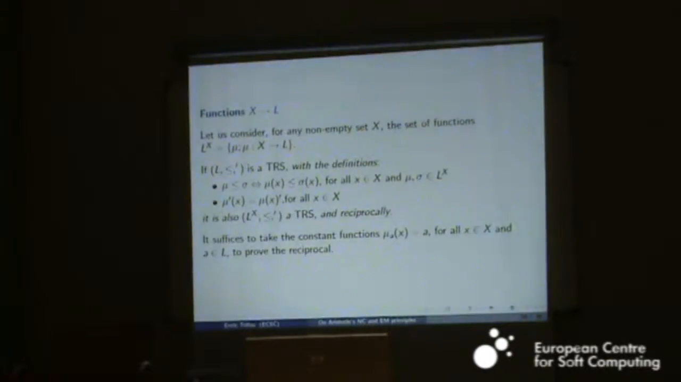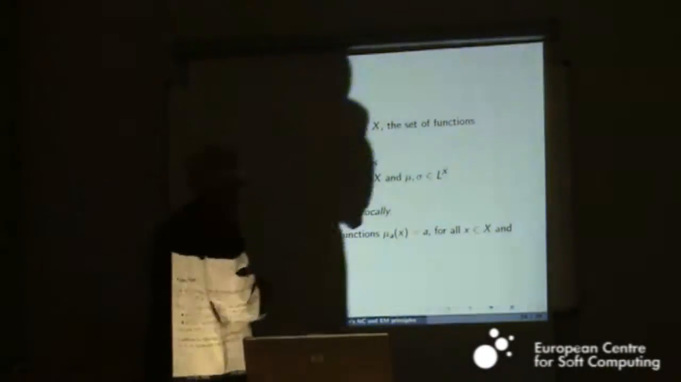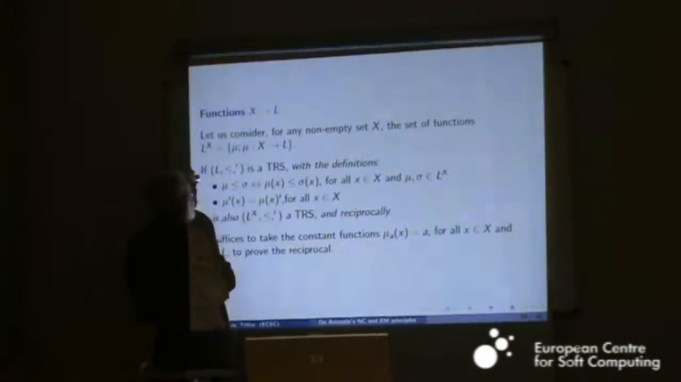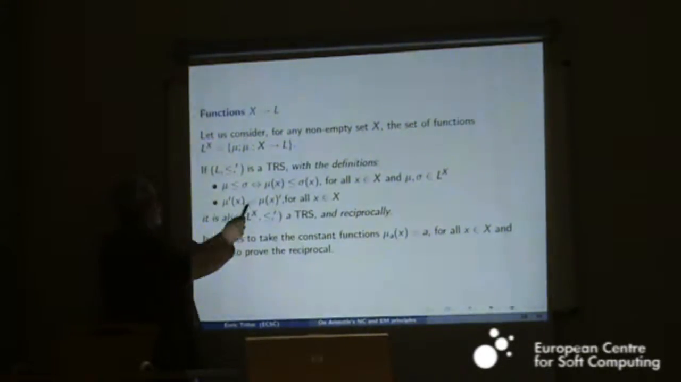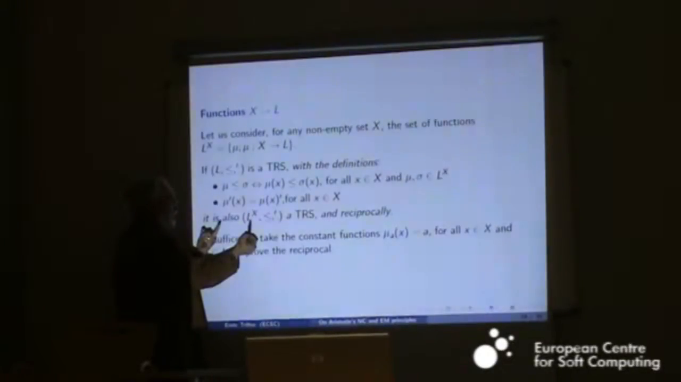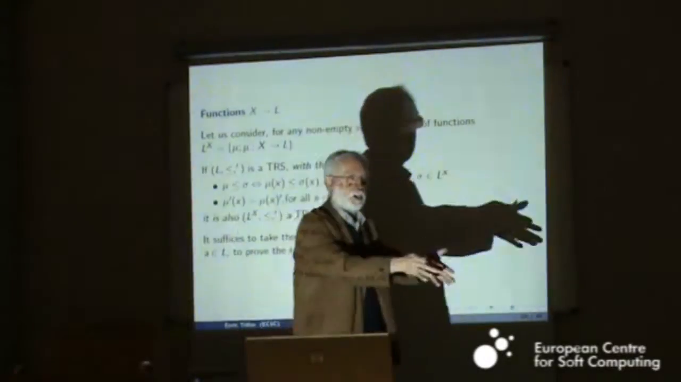L is the unit interval, the classical, typical fuzzy sets. Of course, I will extend the order of L to the functions, with a pointwise definition, making fuzzy sets, and I will extend the negation in L to the negation of functions. Of course, if L is a transitive reversing system, this is transitive, and reciprocally, because it suffices to take the constant functions. Taking constant functions is a usual trick in fuzzy logic.